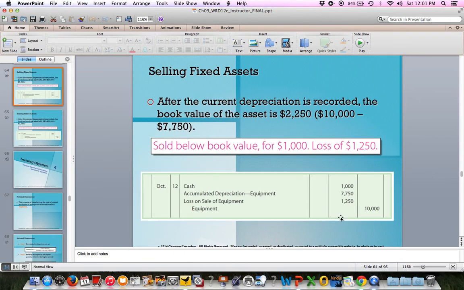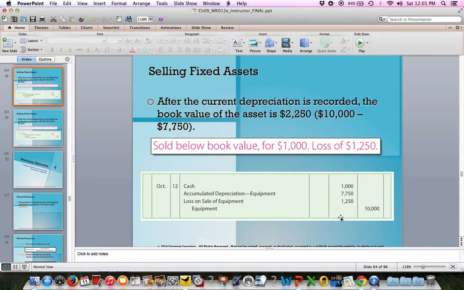So let's just say that changes a bit, and let's just say instead of receiving $2,250 in cash, what if I receive only $1,000 in cash? So I'll debit cash for $1,000. I'll debit accumulated depreciation for $7,750, the same as the previous entry. I still credited equipment for the $10,000 cost.